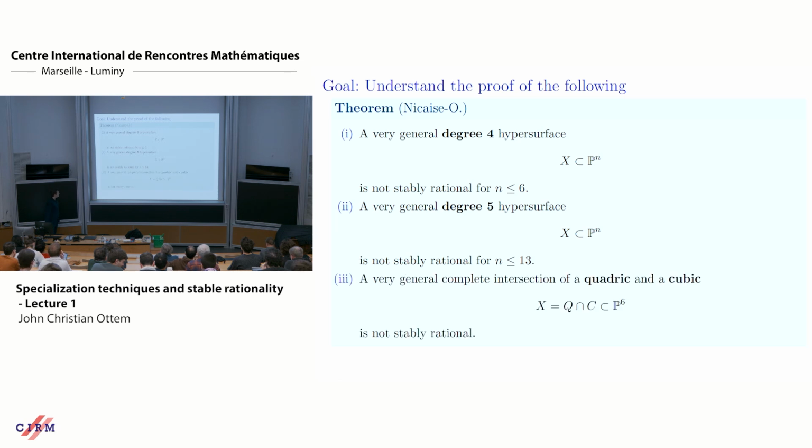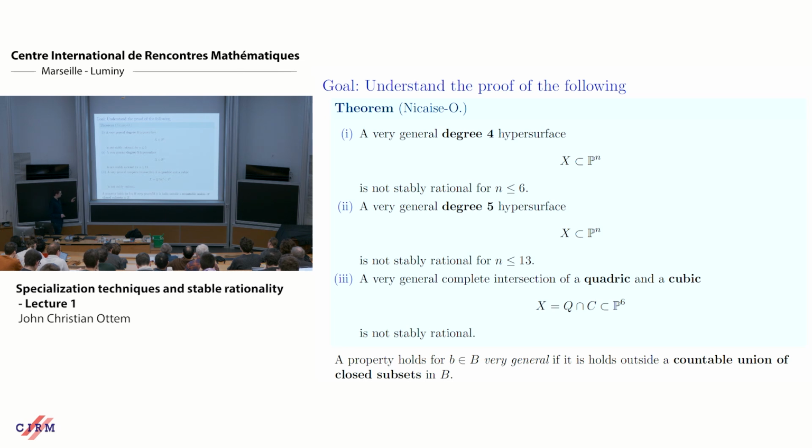And the next one is a complete intersection. So this is one new case of Fano varieties where we know that the very general intersection is, so you take a quadric and a cubic, and now we know that this very general intersection is not stably rational.